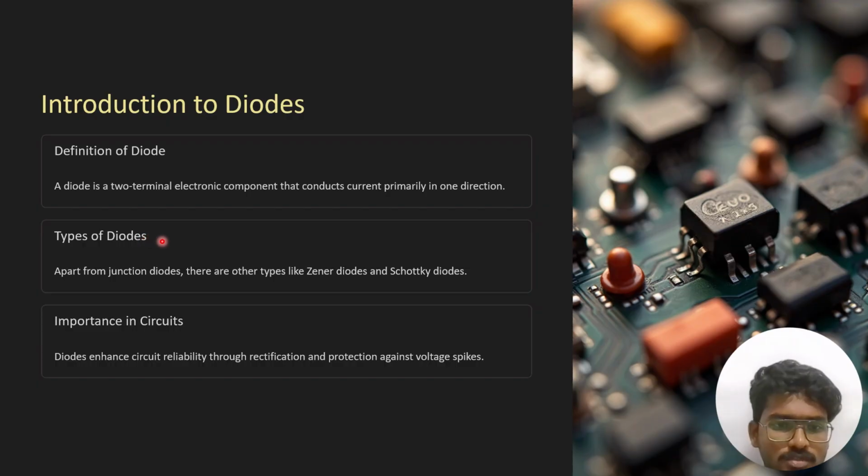Types of diodes. Apart from junction diodes, there are other types like Zener diode and Schottky diode. Importance in circuits. Diodes enhance circuit reliability through rectification and protection against voltage spikes. Let's find out how a junction diode is formed.